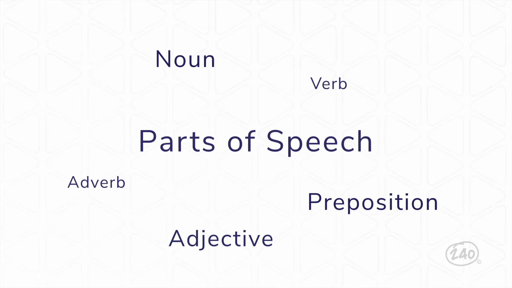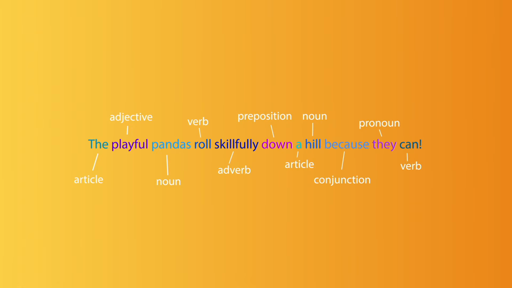Let's take a look at that part of speech bit. There are a few types of words most likely to come up. If you're rusty here, brush up. Take a look at the parts of speech labeled in the sentence, "The playful pandas roll skillfully down a hill because they can." We have even more detailed information ready for you in our study guide.